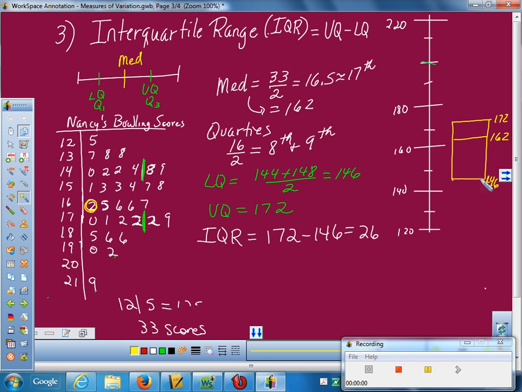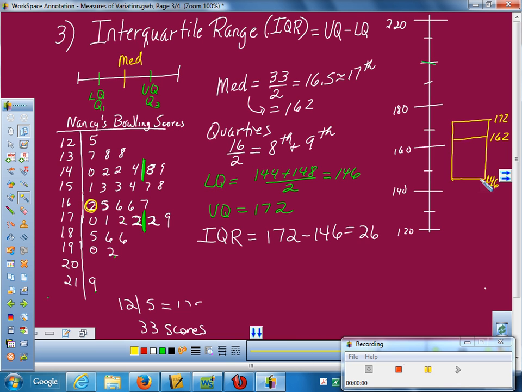That's what percent of your data? If you divided this into 4 equal parts, that's an eighth, a quarter, and a quarter. So that's a total of 50%. That's the middle 50% of your data. So the interquartile range is telling you how spread out the middle 50% is. Her bowling scores only vary by 26 pins in the middle half of her scores. If you're a bowler, 26 pins isn't very much, so she's pretty consistent. That's saying her middle scores are pretty consistent. She doesn't have a lot of variation there.